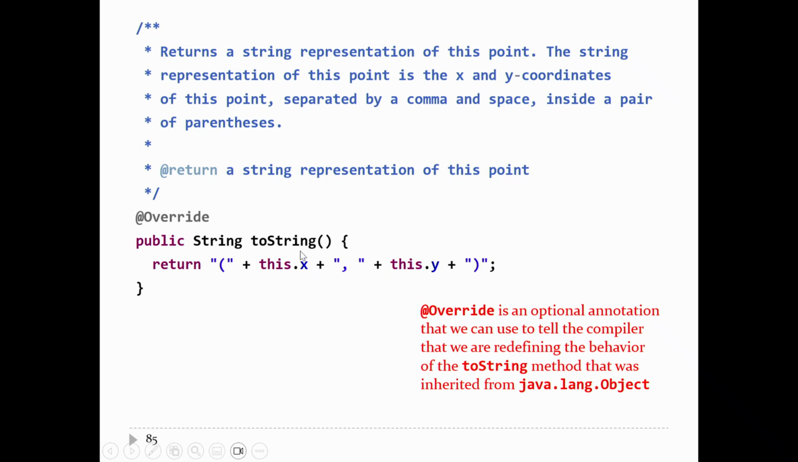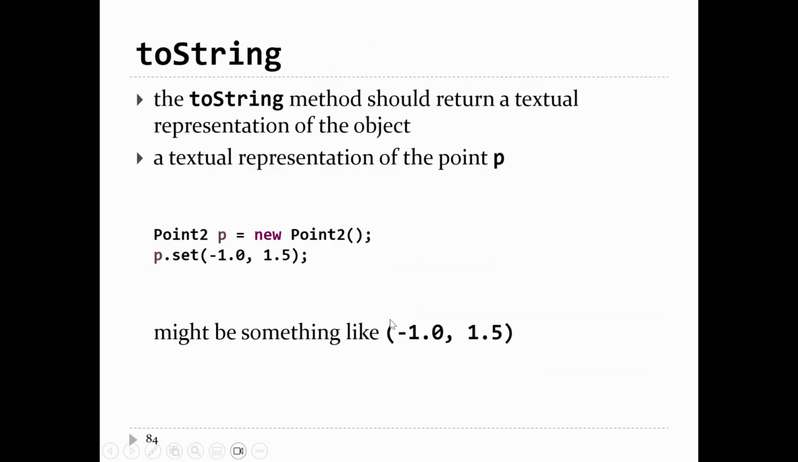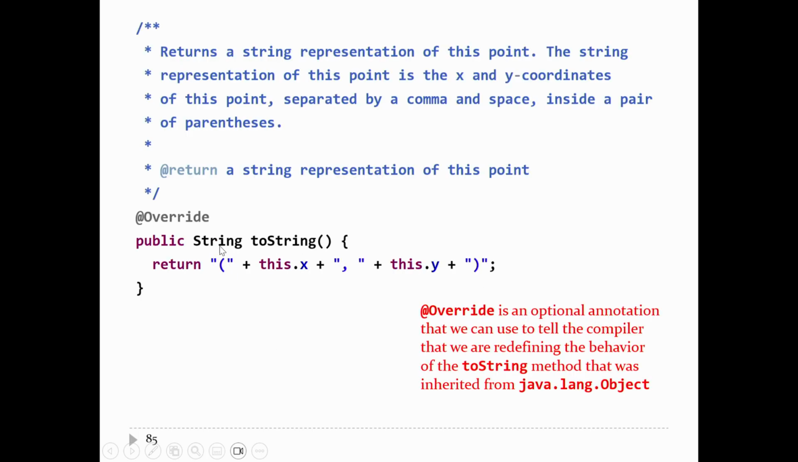How do you implement the method? It's pretty easy. I need to make the string that starts with an opening round bracket, followed by the x coordinate, followed by a comma and a space, followed by the y coordinate, followed by the closing round bracket. So starting with the opening round bracket, concatenate the x coordinate, then concatenate a comma and a space, then concatenate the y coordinate, and then concatenate a closing round bracket. And that gives you a working version of toString. So let's put that into our class and see what we get.